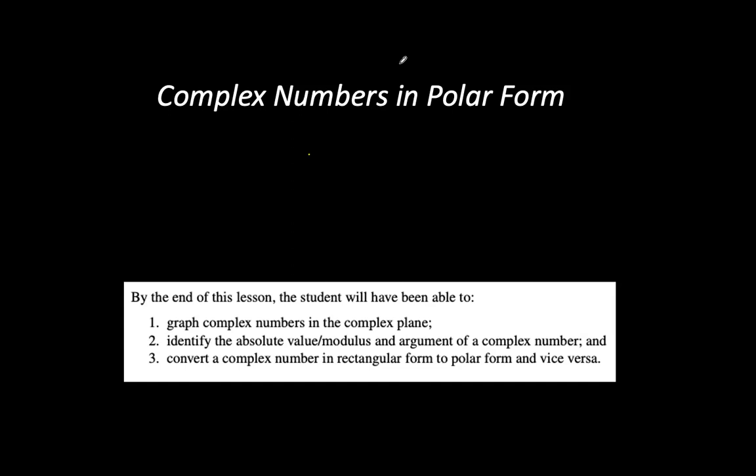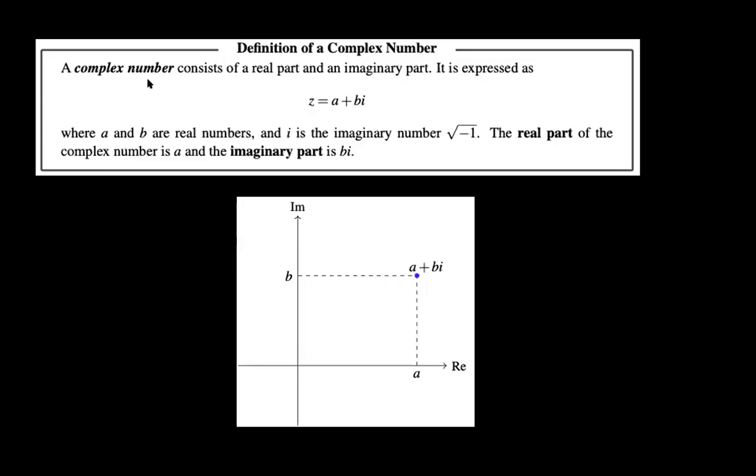And identify the absolute value, or what we call the modulus, and argument of a complex number. And convert a complex number in rectangular form to polar form and vice versa. Okay, these are the objectives that we're going to attain at the end of the session. All right, so first, let's define. Na-define na ba yung complex numbers before, guys? Hindi pa. Okay, let's define what a complex number is.